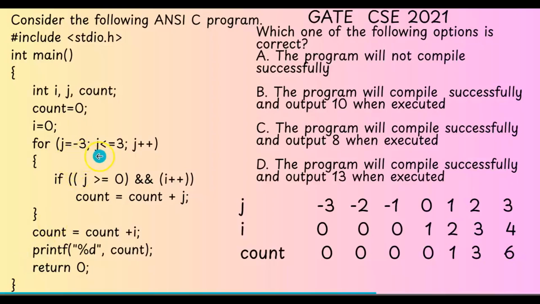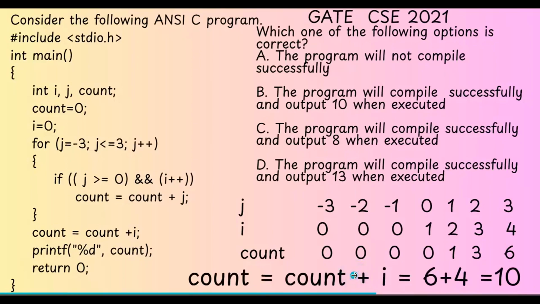When J reaches the value 4, it will come out of the loop. Now count is equal to count plus I. That means 6 plus 4. So what is the count value now? 10. So the output will be 10. So the right option is option B. The program will compile successfully and output 10 when executed. So that is the right answer.